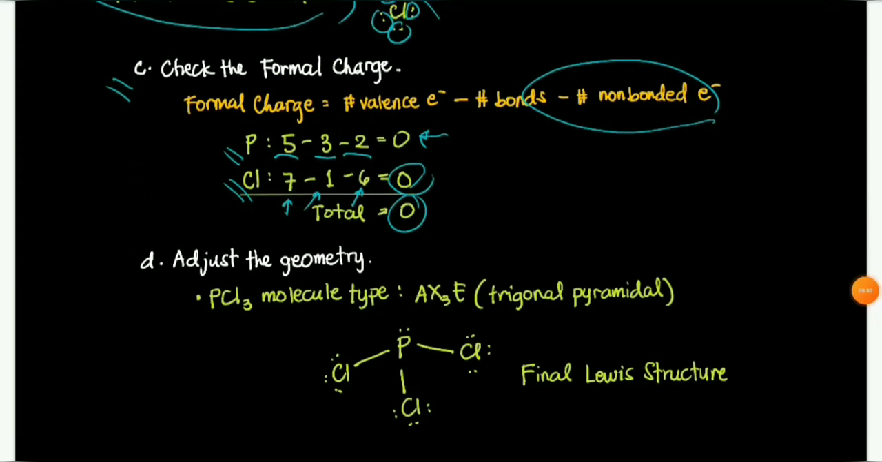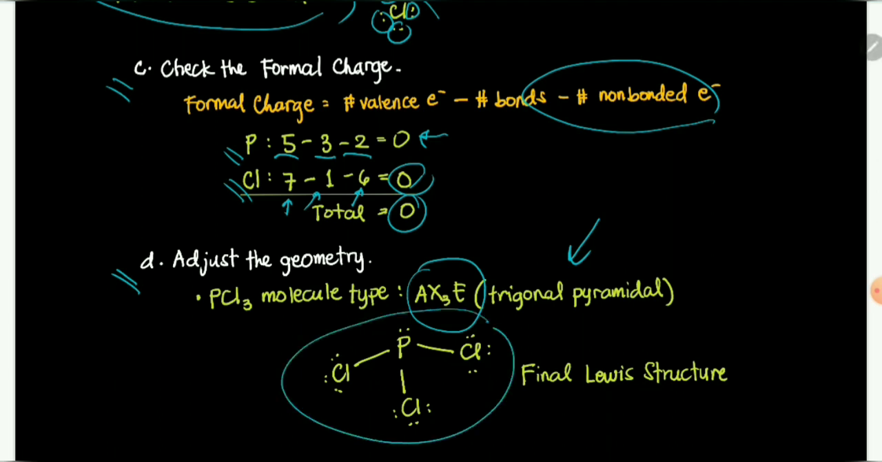Okay? So finally, we need to adjust for the geometry. So PCl3 molecule type is AX3E kasi meron siyang isang lone pair, tapos meron siyang 3 bonding pairs. So ang itsura niya dapat ay trigonal pyramidal. That's PCl3's molecular geometry. So i-adjust natin siya like this. Okay? That's PCl3. So that's the final Lewis structure.